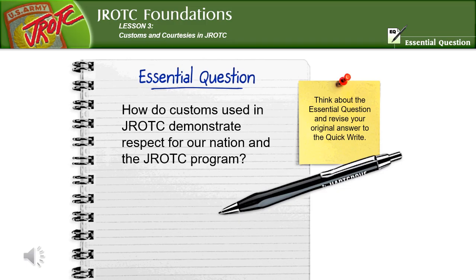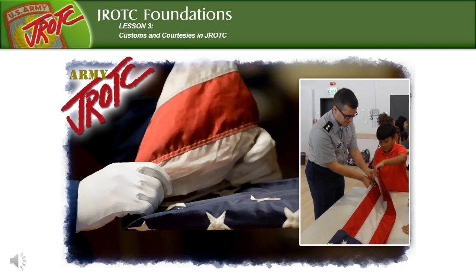This brings us back to our essential question. How do customs used in JROTC demonstrate respect for our nation and the JROTC program? In conclusion, the pride and respect that come from how you show respect to our nation's symbols and others in the JROTC program make for a strong, well-run organization. Taking part in these customs builds esprit de corps and respect in your organization. It is an indication of what success is all about. By showing proper respect, you gain respect from others and a sense of pride within yourself. Using the proper salutes and actions shows that you are proud of yourself, your unit, and Army JROTC.